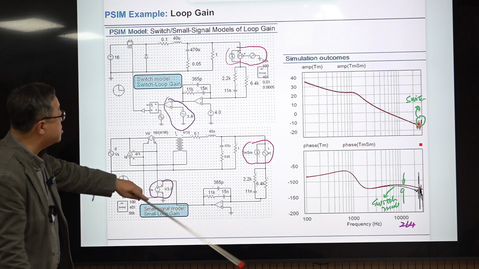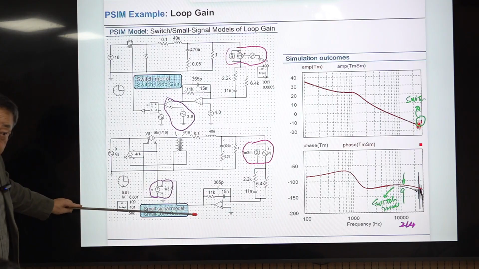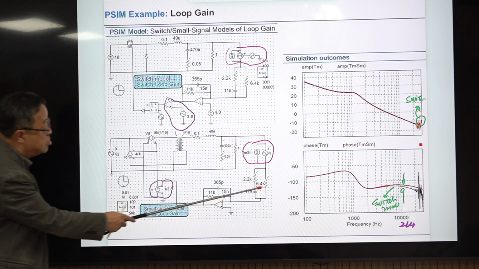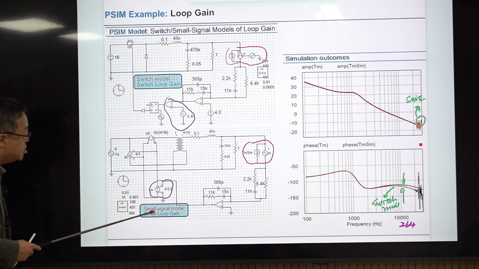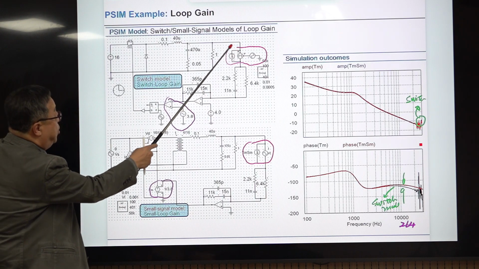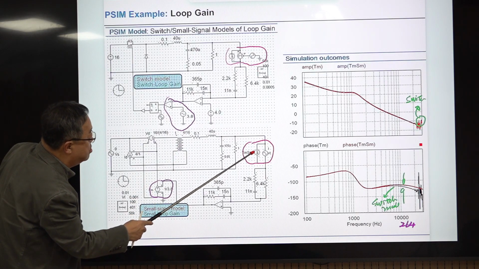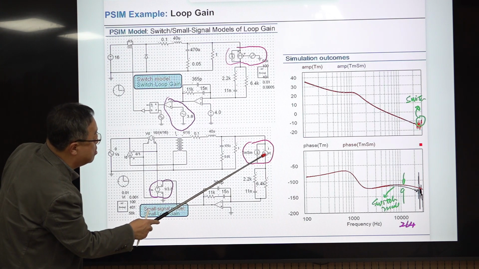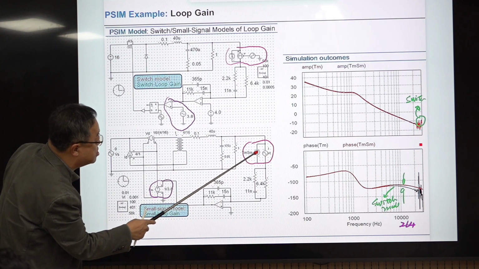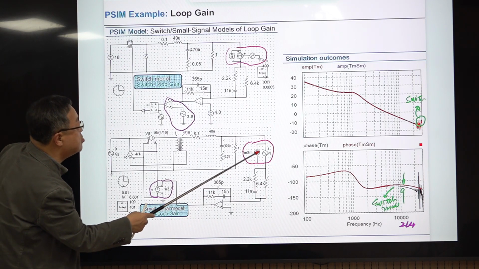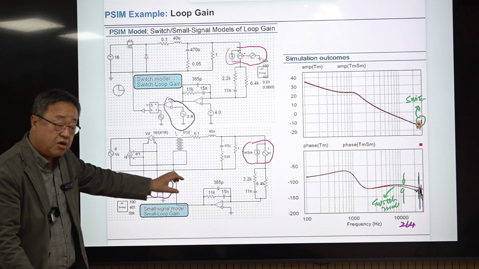Because of some noise, this is this one. This is the linear model. There is no noise. This is the linear model. Nothing is switching here. So this continuous curve is generated with the small signal model for the loop gain measurement. So in place of this, you just added this. This is the AC. This is a current, and the current source is excited with this AC. This is the voltage, and the AC voltage is directly connected in between.